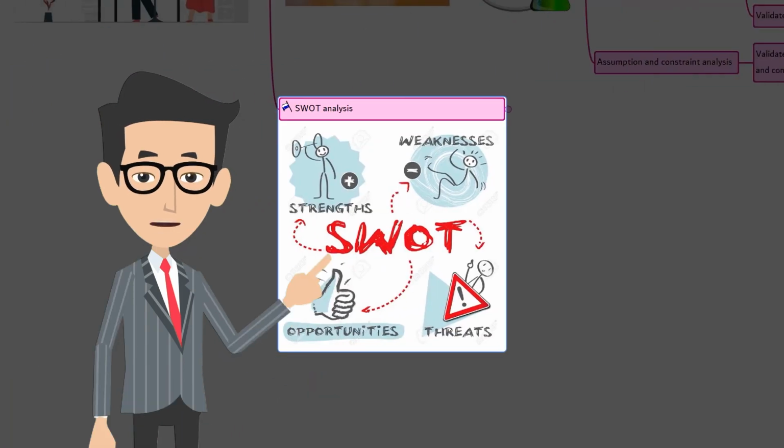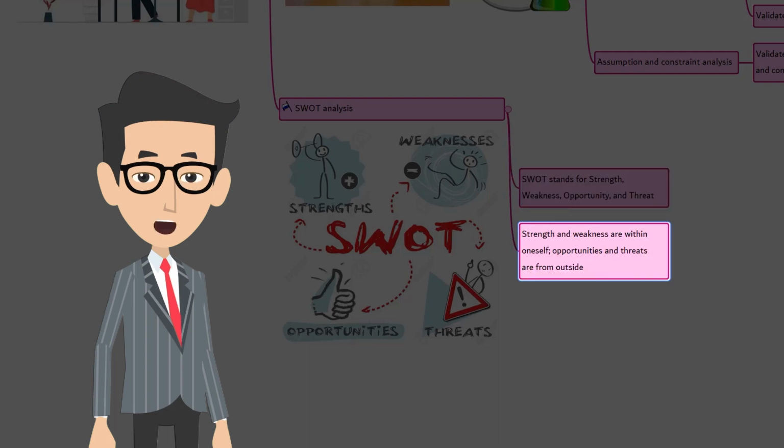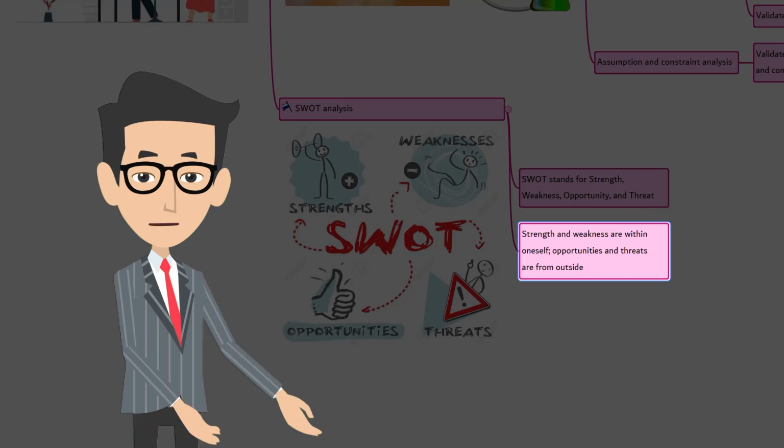The next one is SWOT analysis. This technique examines the project from strength, weakness, opportunities, and threat (SWOT) perspectives. Strength and weakness are within oneself. It could be an individual, team, or organization. And opportunities and threats are from outside.